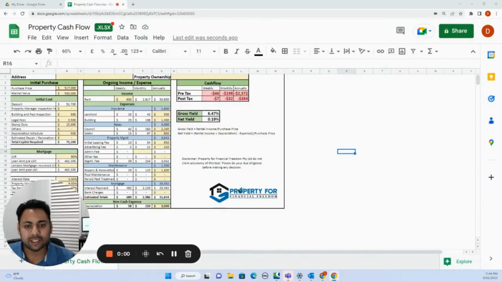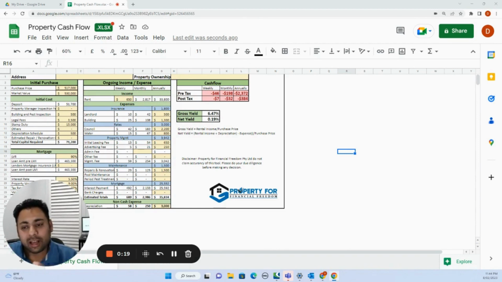Let's jump into the cash flow tool now. This particular tool, which you can see on the screen, is the one me and my team have put together to do cash flow analysis for our clients, to find out if the property we are going to buy is neutral geared, negative geared or positive geared.